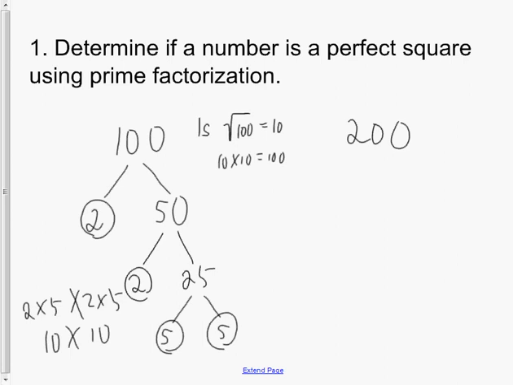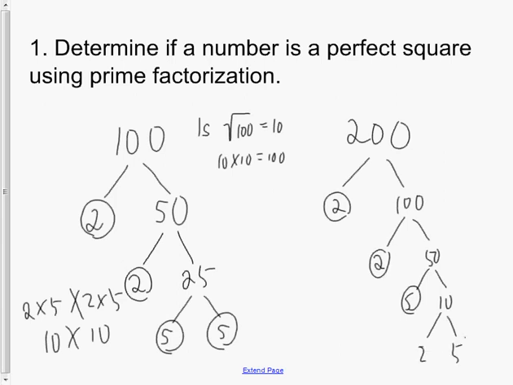But with 200, if I was to break that one down, I could break it down into 2, which is a prime factor, times 100. I could break it into 2 times 50, just like I did before, then 5 times 10, a different way than before, and 2 times 5. So 2 times 2 times 5 times 2 times 5 is one way to represent 200.